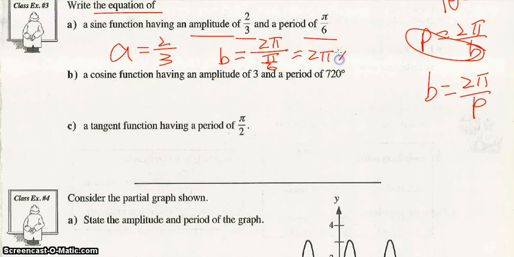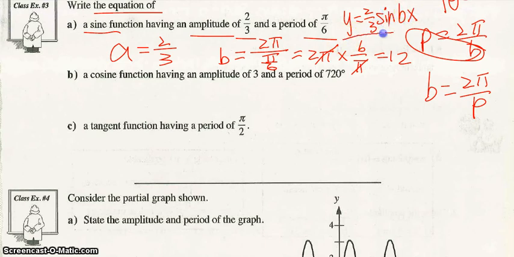How do you divide a fraction? You multiply by the reciprocal. So 2 pi and pi cancel out. 12. So therefore, my answer, I have a sine function. My function is A sine Bx, where B is 12. You put a 12 there, 12x. That's my answer. Okay, let's try the next one.